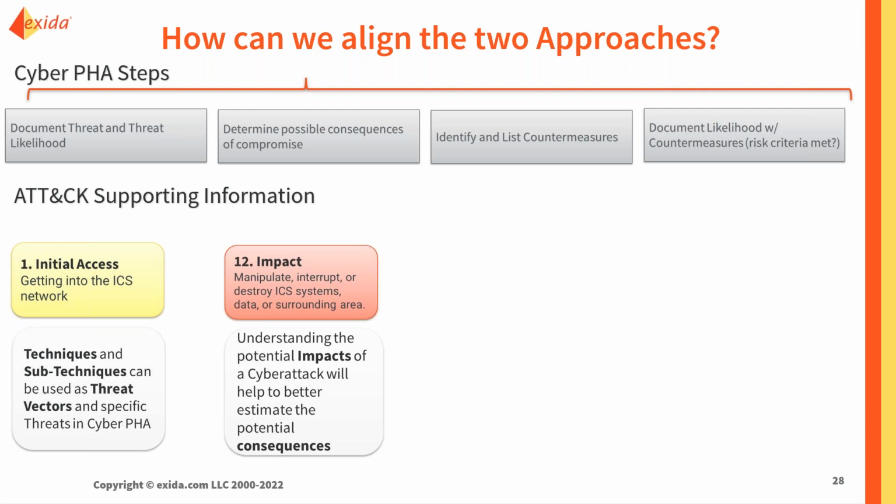Next, we can look at determining the possible consequences of compromise. So what is the impact? Are they able to manipulate, interrupt, or destroy data, systems, or the physical surroundings? And when we complete this impact, that's going to help us easily estimate and identify our consequences and our consequence severity.